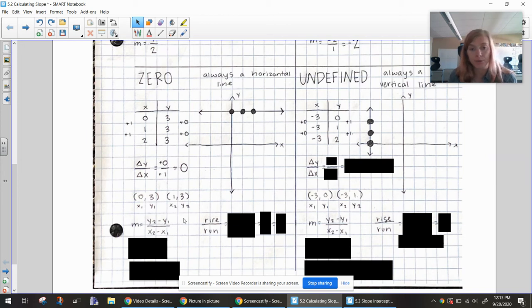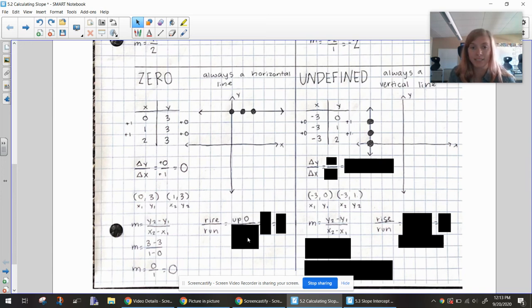Now let's use our slope formula to prove this another time. Here, my y2 and my y1 are both 3. My x2 and my x1 are 1 and 0, so I have 3 minus 3 and 1 minus 0. That again gives me 0 over 1, which again is 0. Trying to do this with rise over run, you'll notice my rise, I don't actually go up at all, so my rise is up 0. My run is right 1, so that gives me 0 over 1, which is 0. So no matter what, whether I use a table, coordinates, or a graph, a horizontal line slope is always 0.